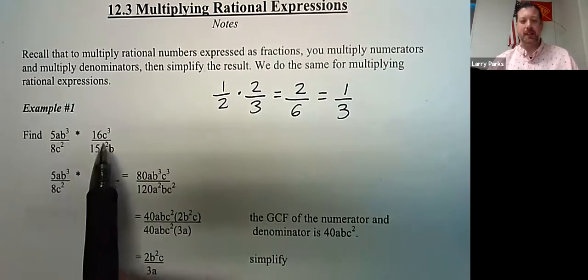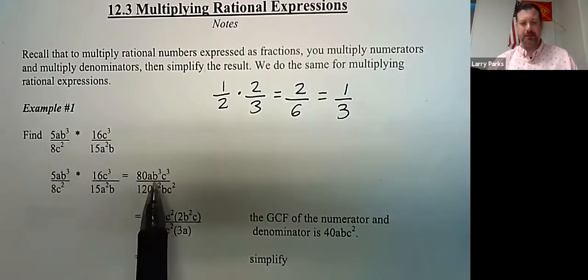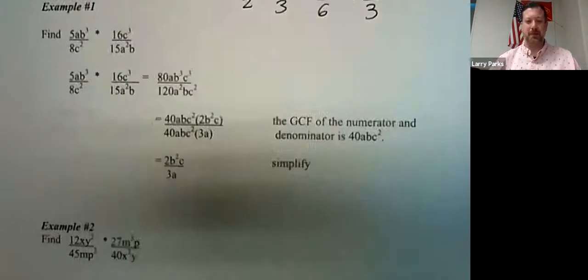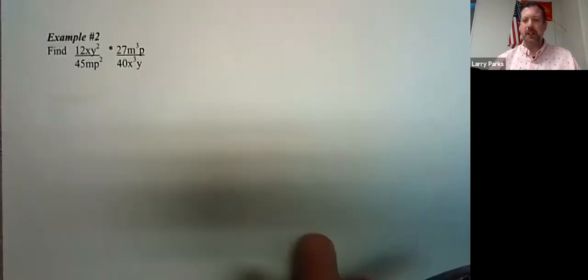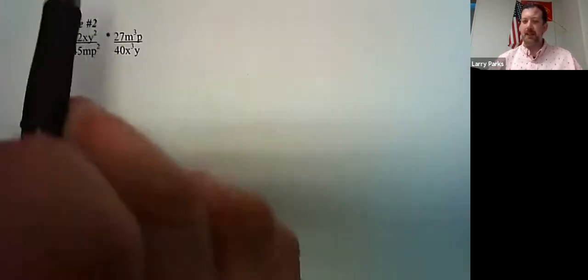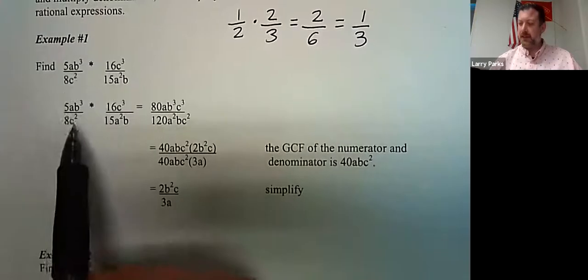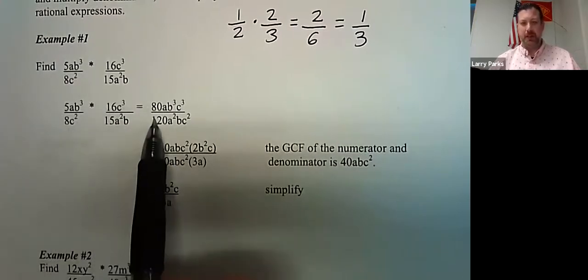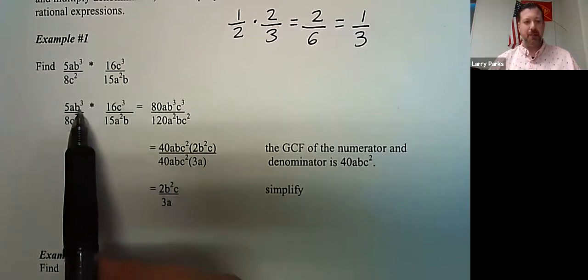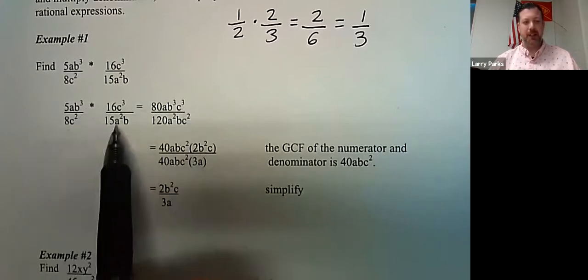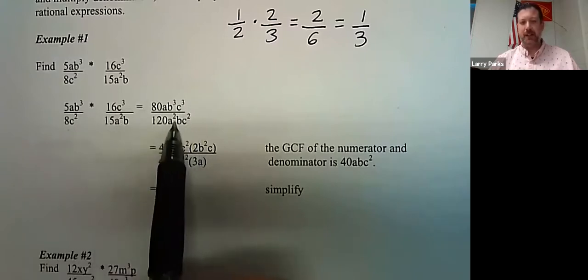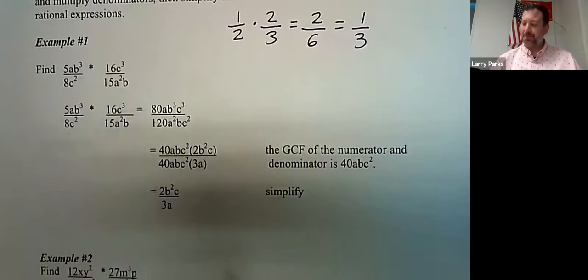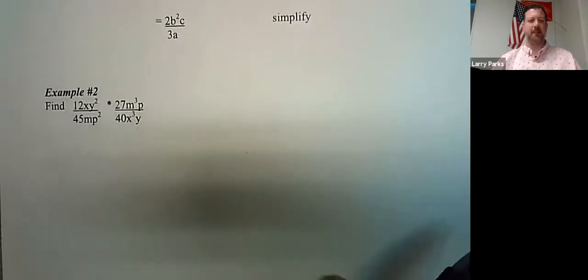Okay, so here's an example. They worked out for you. Since that one's worked out for you, I'm going to go ahead and jump to example 2. There's a few ways to look at this. In their example, they took 5 times 16 got 80, 8 times 15 got 120. And then they just had a b cubed c cubed, c squared a squared b, all right here. And then they started reducing. Instead of multiplying the numbers together, I think it's better to just leave them separate.